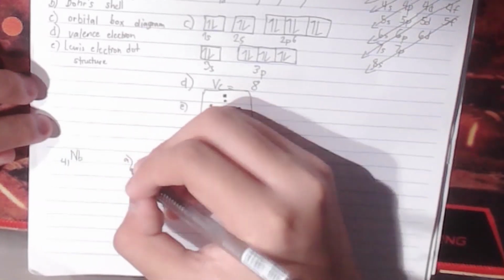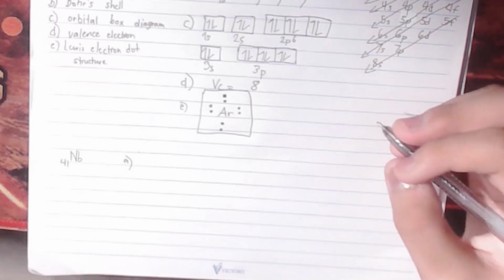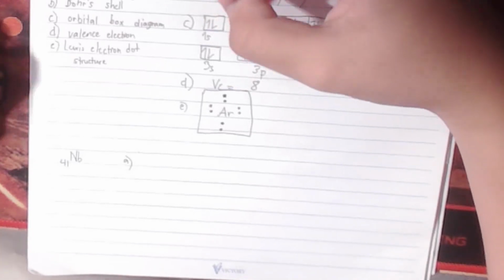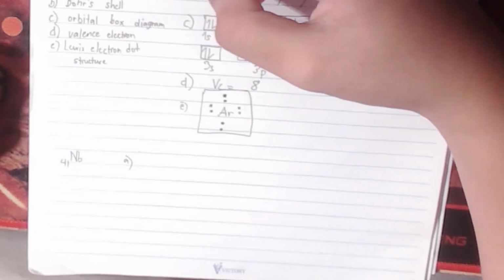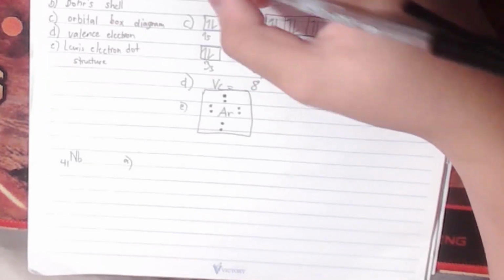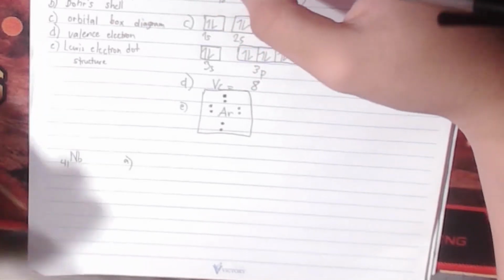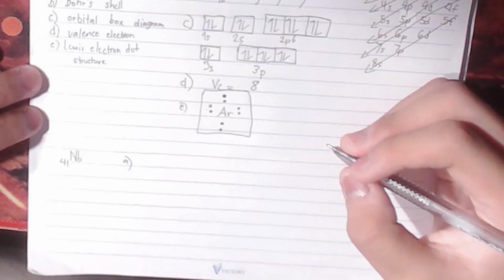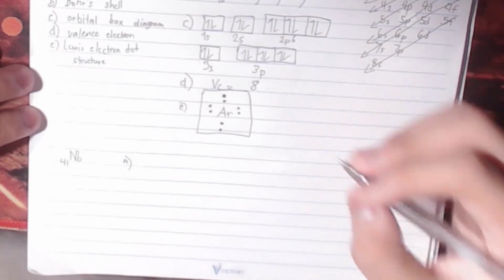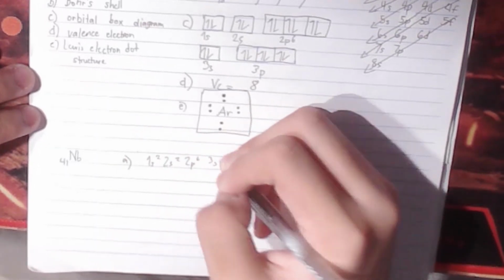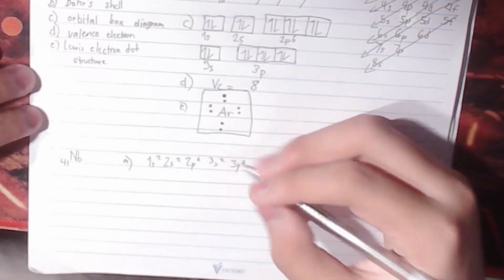Let's do the electron configuration really quickly. Of course, you remember that the coefficient here is the shell where these orbitals are, and then the exponent means the amount of electrons in that sublevel. So let's start with the electron configuration of niobium. 1s2, 2s2, 2p6, 3s2, 3p6, that's 18.